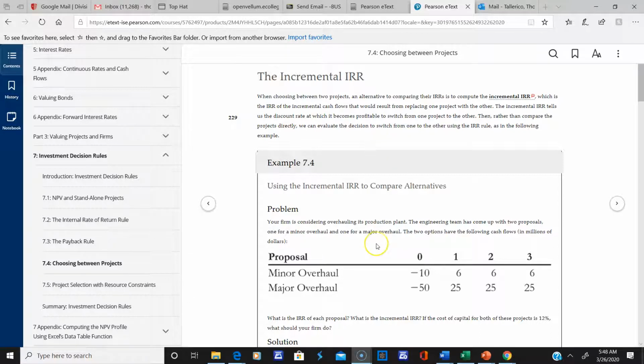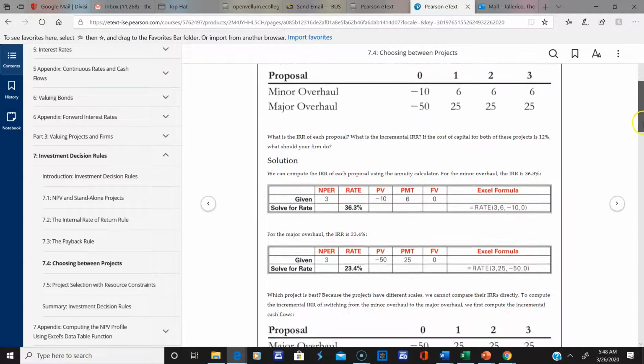So here's this example, okay? And let me scroll down a little. I hope I get this right. So we get the internal rate of return. So here's two projects. This one you're shelling out, let's just say $10. I don't know, 10 million, whatever. And this is 50 million. And here's the cash flows. So this is the minor, this is the major.